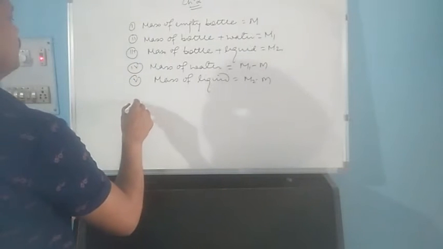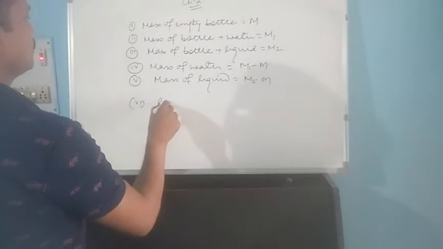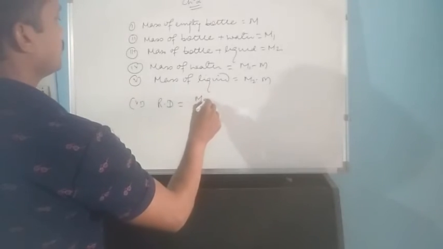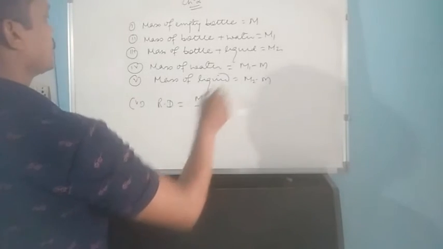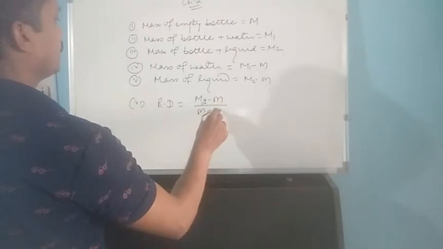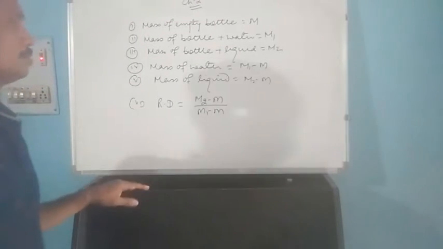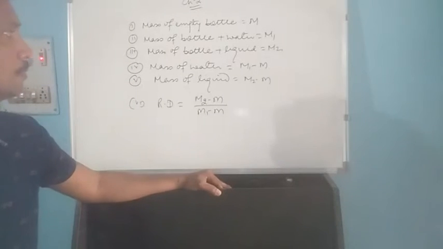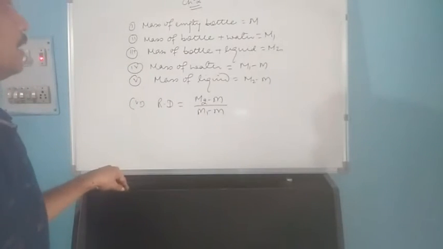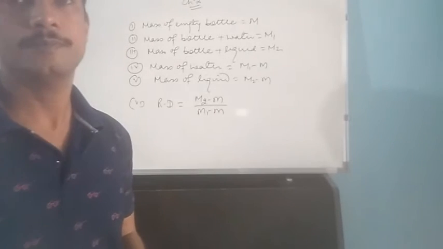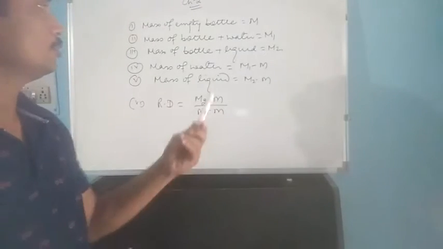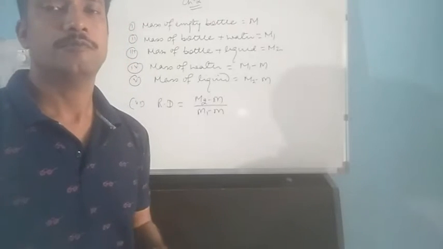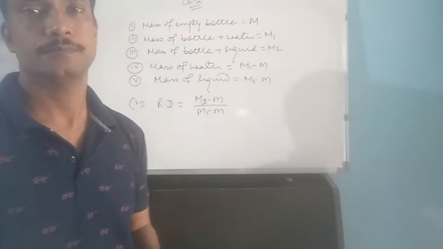So finally we can find out the relative density, which will be equal to mass of liquid, m2 minus m, divided by mass of water, m1 minus m. This is about the relative density. You can practice this kind of numericals given in the book. And next we are going to come to the topic of flotation and sinking.